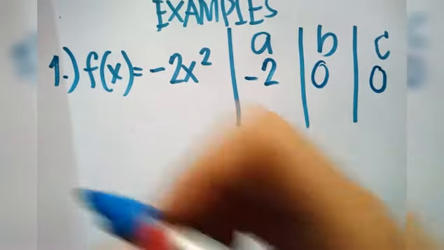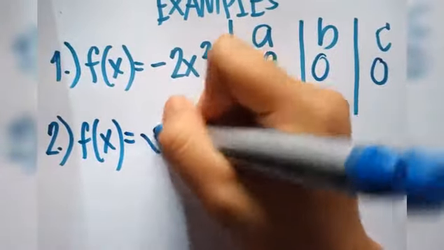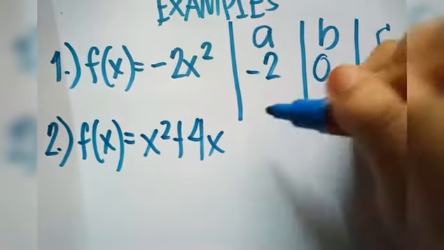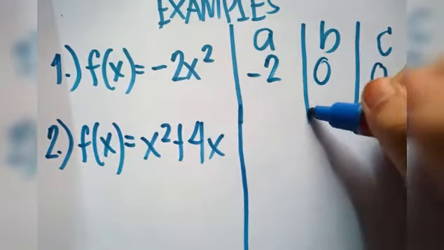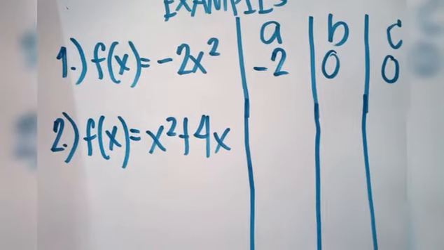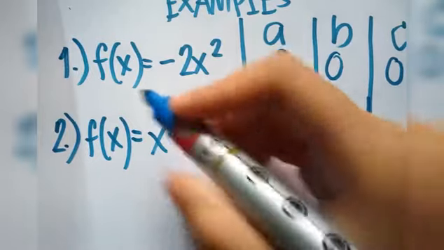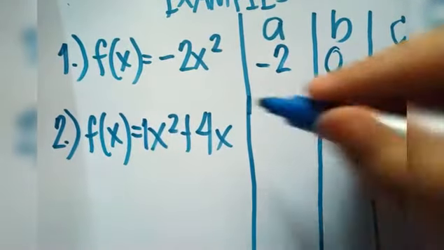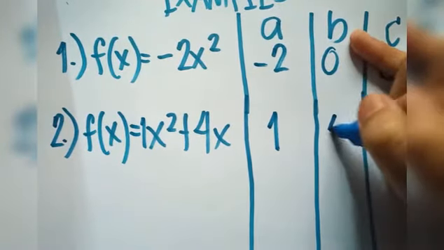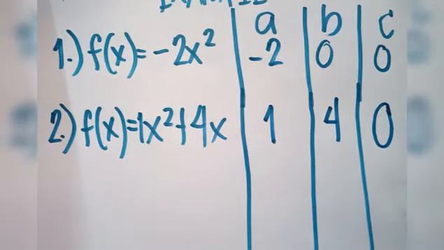Next example, we have here f of x is equal to x squared plus 4x. Okay, so meron tayo ditong quadratic term and meron tayong linear term. Wala lang tayong constant or yung ating letter C. So, yung ating magiging A dyan, since meron tayong invisible one dito na constant, ang ating magiging A dito ay simply 1. Yung ating magiging B, which is the linear term, ay 4. Since wala tayong constant, ang ating C dito ay magiging 0.